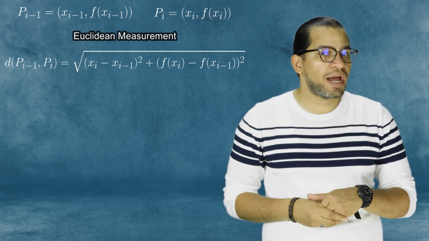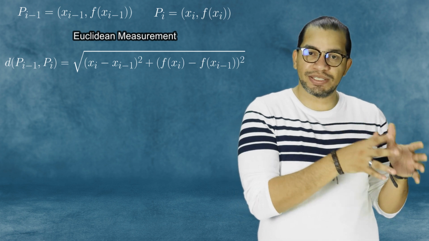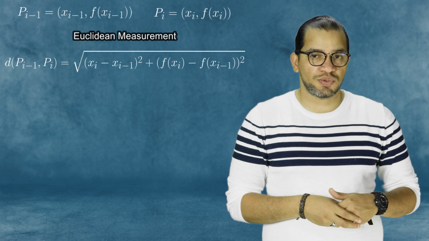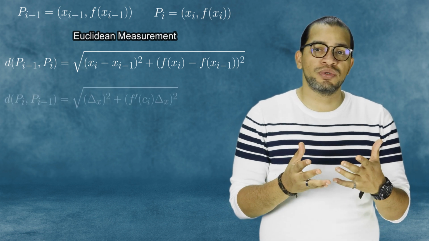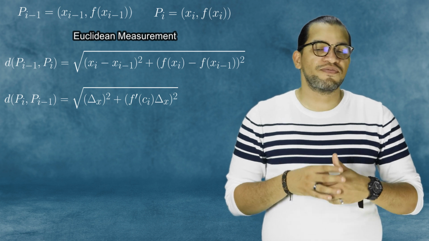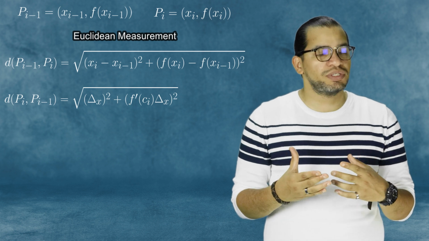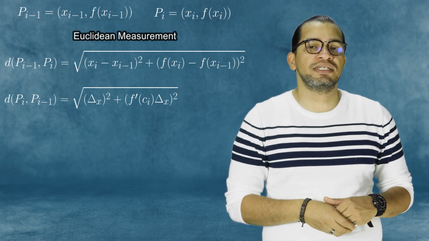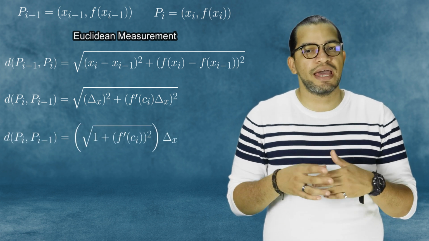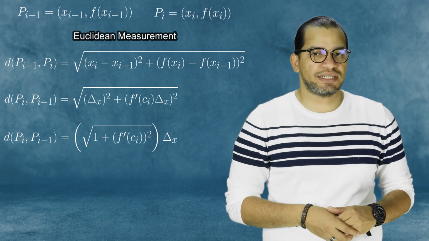Therefore, we can rewrite the expression for computing the distance from p sub i minus 1 to p sub i, which in this case will be equal to the square root of delta x squared plus (f prime of c sub i times delta x) squared, which can be rewritten as the square root of 1 plus f prime of c sub i squared, times delta x.